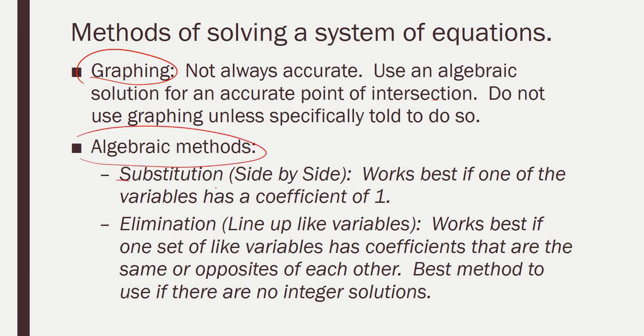Algebraic methods, we have two of them. Substitution, you set the equations side by side. This works best if one of the variables has a coefficient of 1 because then it's really easy to isolate the variable. Elimination, line up like variables. This works best if one set of like variables has coefficients that are the same or opposites, but it's the best method to use if your solutions are not integers. In other words, if you start to do substitution and you get fractions, go back to elimination.